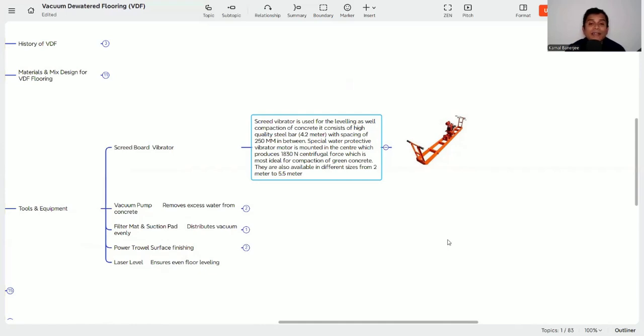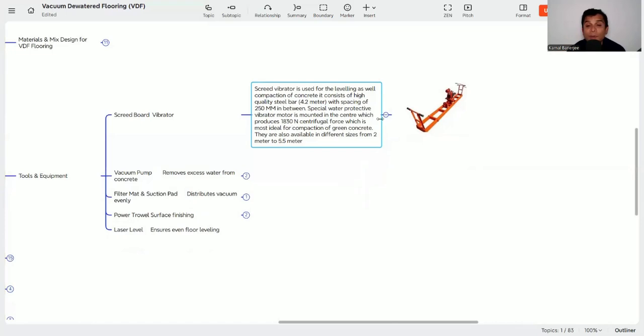They are also available in different sizes from 2 meter to 5.5 meter, but generally it comes in 4.2 meters. That is why we always plan 4 meter panels. The width is 4 meter. We can vary the length, but the width is always 4 meter. We are getting this skid board vibrator in 4 meter. We place the shuttering channels on both sides, and along the channel we move this skid board vibrator for the compaction of the concrete. So 4 meter is the normal length that is widely used, and a centrifugal motor is there, creating the centrifugal force for the compaction of the concrete.